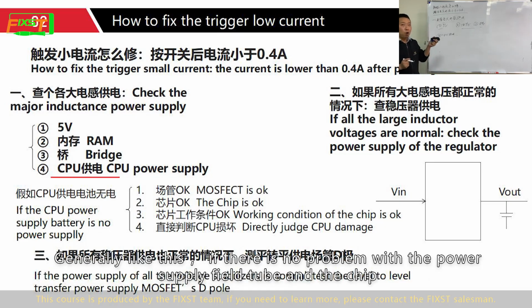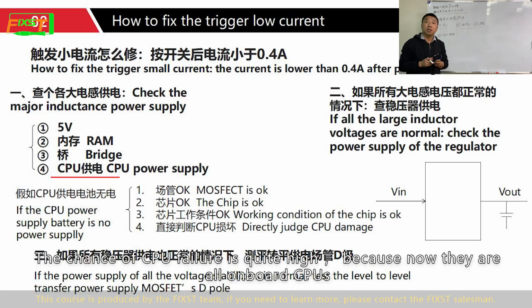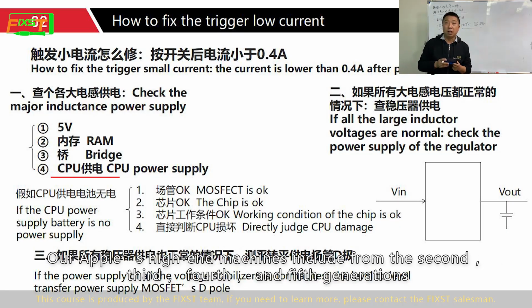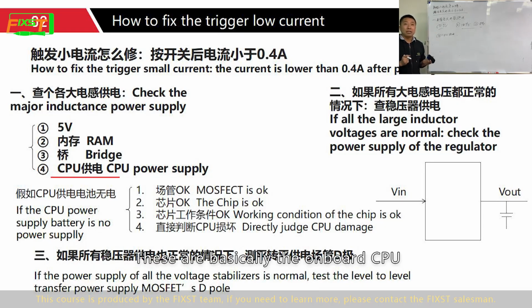Generally like this, if there is no problem with the power supply field tube and the chip, the chance of CPU failure is quite high because now they are all on board CPU. Apple high-end machines, including the second, third, fourth, and fifth generations, are basically onboard CPU.